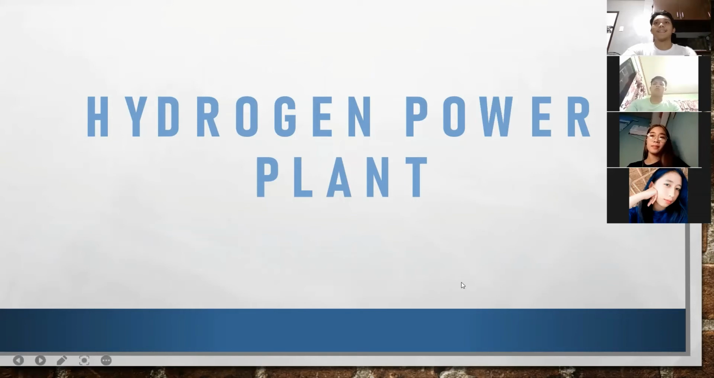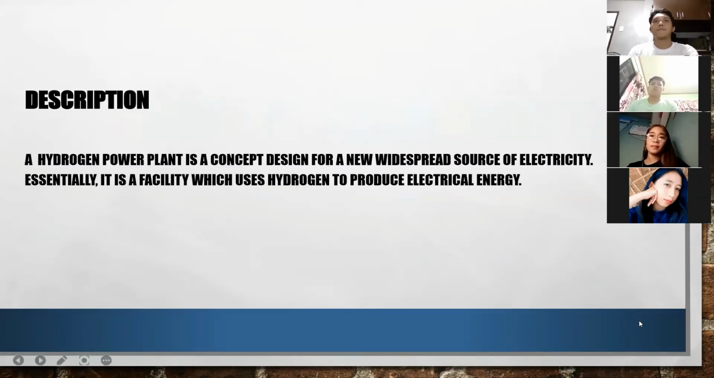Okay, so let's discuss the hydrogen power plant. A hydrogen power plant is a concept designed for a new widespread source of electricity. Essentially, it is a facility which uses hydrogen to produce electrical energy.